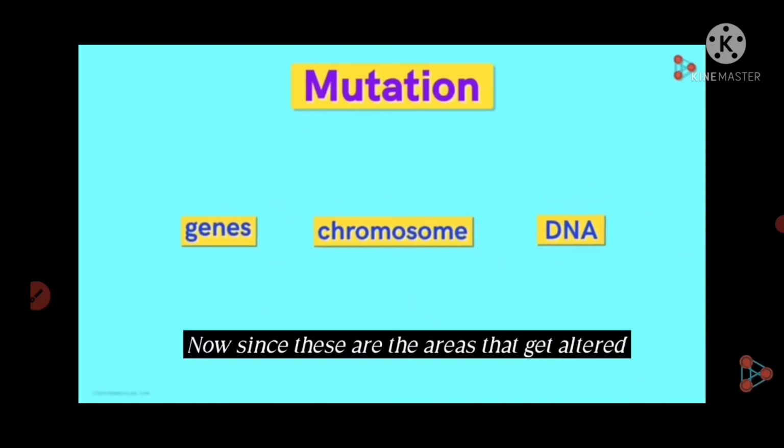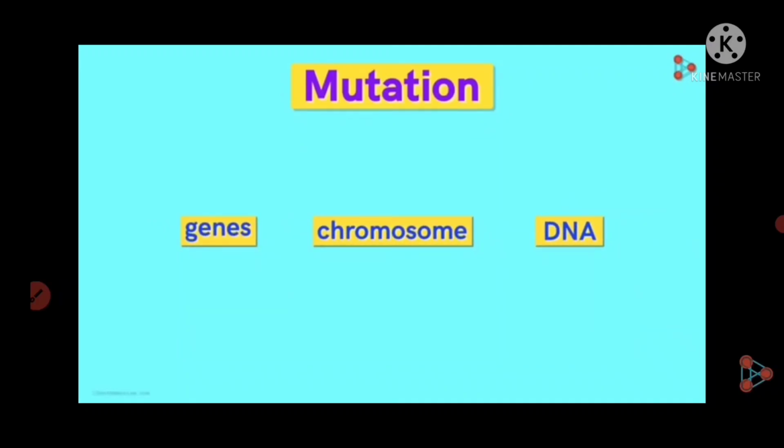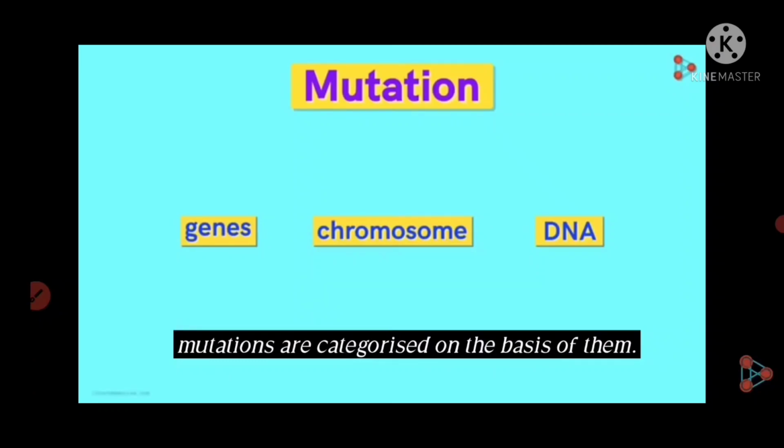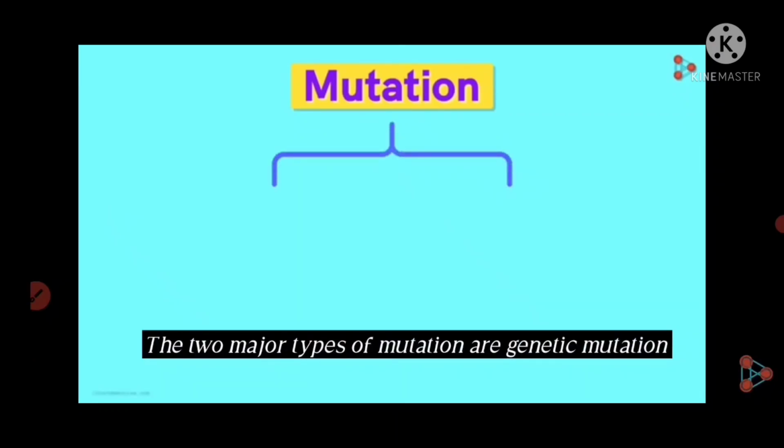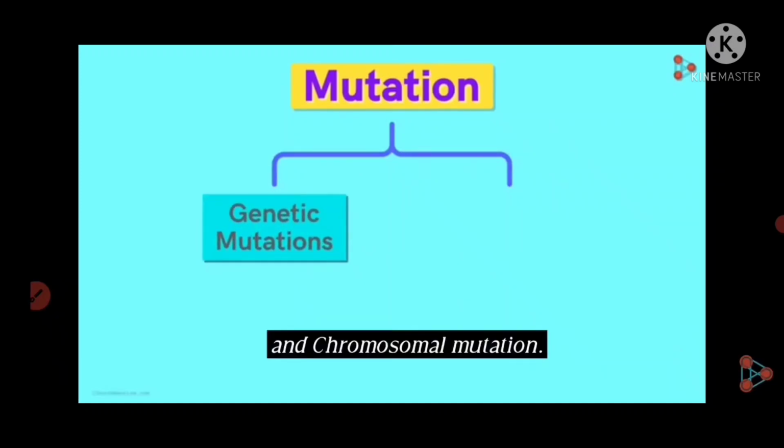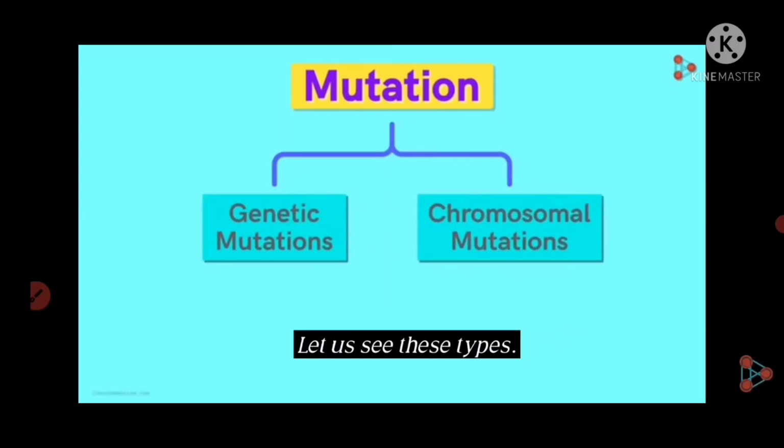Now, since these are the areas that get altered, mutations are categorized on the basis of them. The two major types of mutation are genetic mutation and chromosomal mutation. Let us see these types.